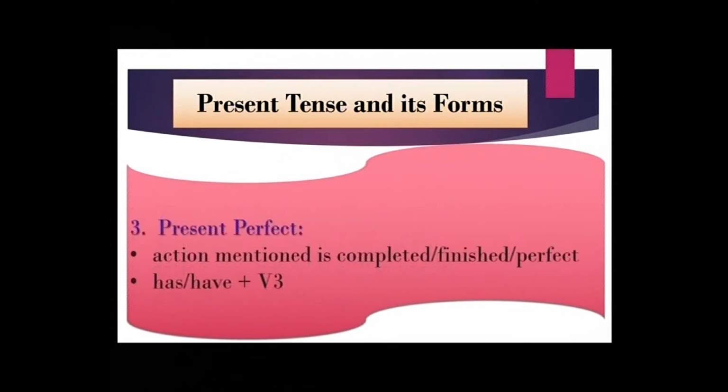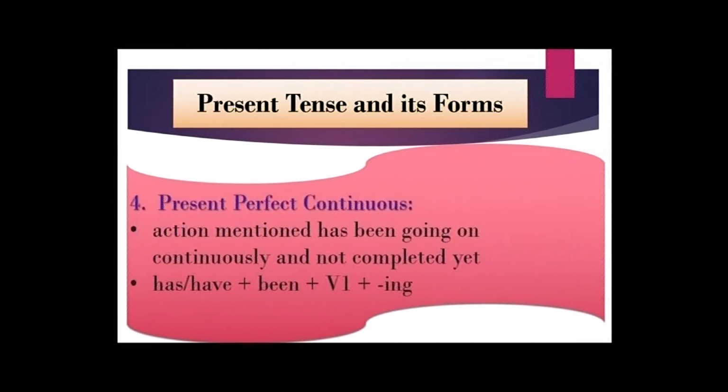Now, present perfect. Action mentioned is completed or finished or perfect. The work mentioned in these type of tenses or forms, the action mentioned is complete, finished. And in the structure of these sentences, we use has or have as helping verb according to the subject with third form of verb. And the last form of present tense is present perfect continuous.